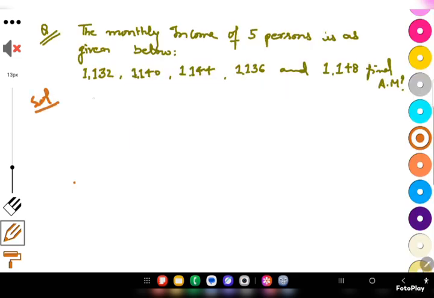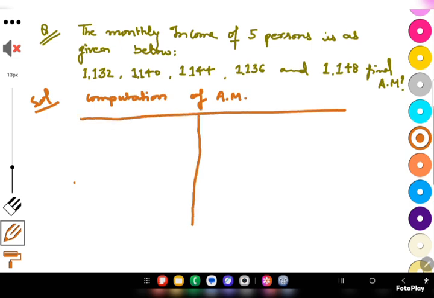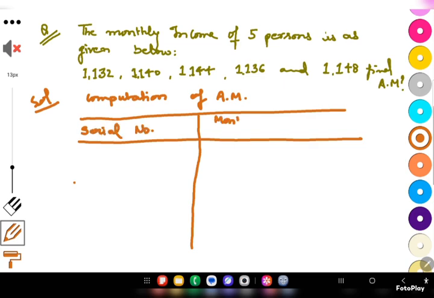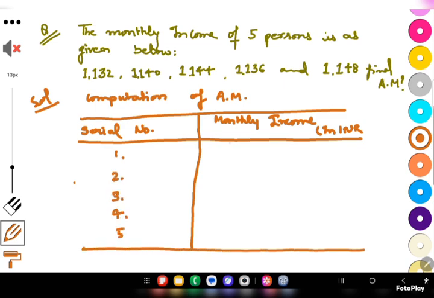I am taking a question here where the monthly income of 5 people is given, and we have to find out the arithmetic mean. So I have made this table putting the serial numbers 1, 2, 3, 4 and 5 in the first column, since there are 5 people, and I have put their monthly income in rupees in the second column. So here capital N becomes 5 because there are 5 people, and the total of the monthly income is being taken. So I have added all these values, 1132, 1140 and so on, so as to reach the total, sigma x.